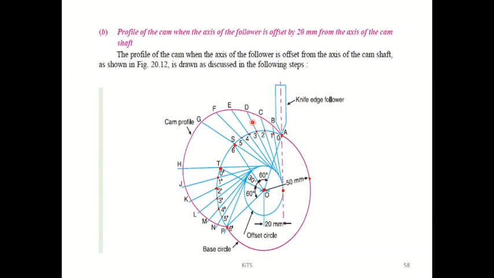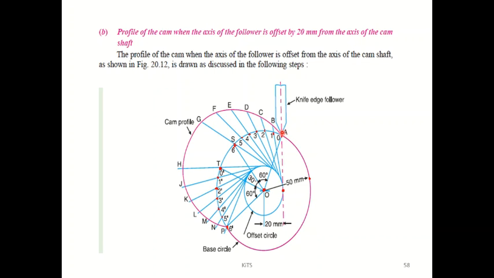3 to D, measure and mark it here. 4 to E, measure and mark it here. 5 to F, measure and mark it here. 6 to G, measure and mark it here. It will be, I think, 4 centimeter. Similarly, here also, 7 to H, I think 4 centimeter. Measure and mark it here. Similarly, measure all the points and mark it here.